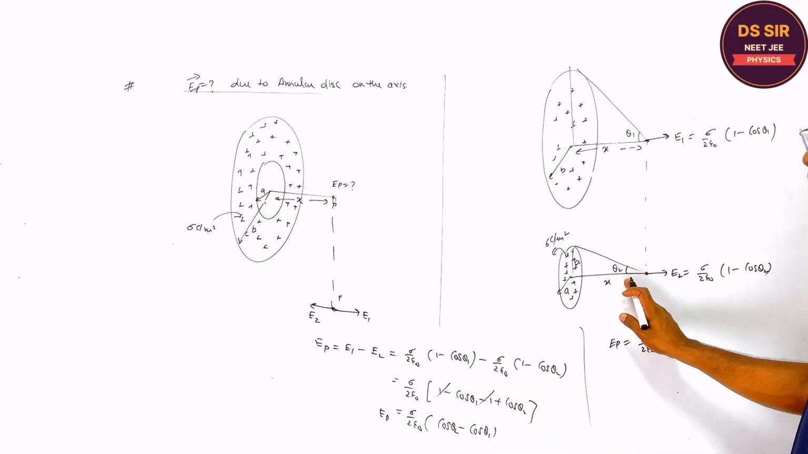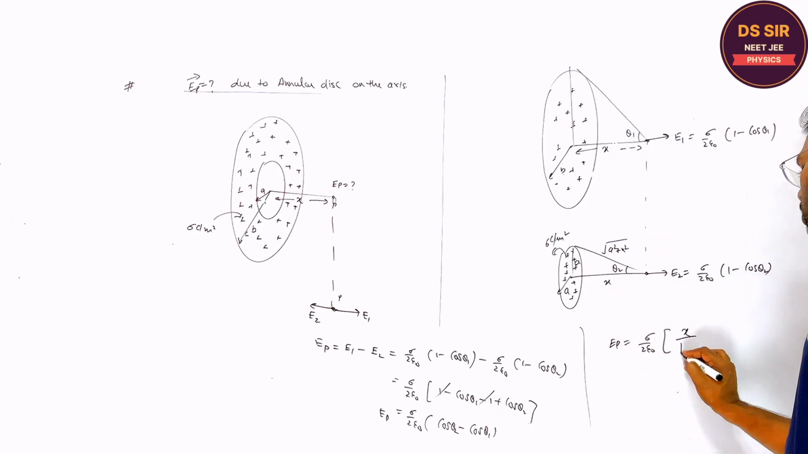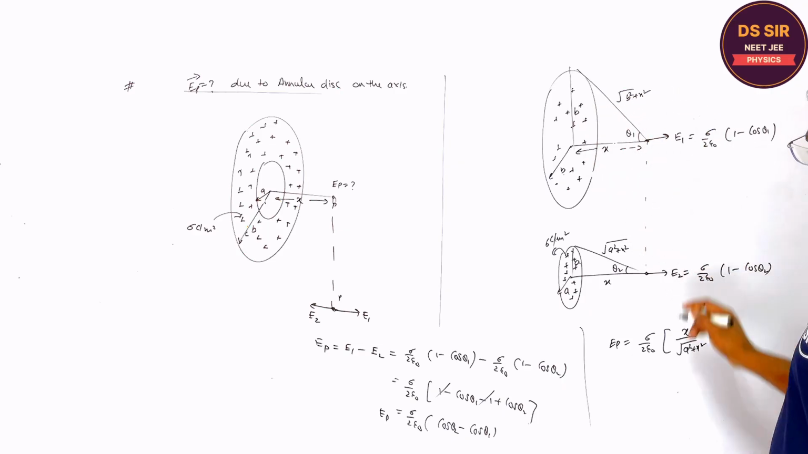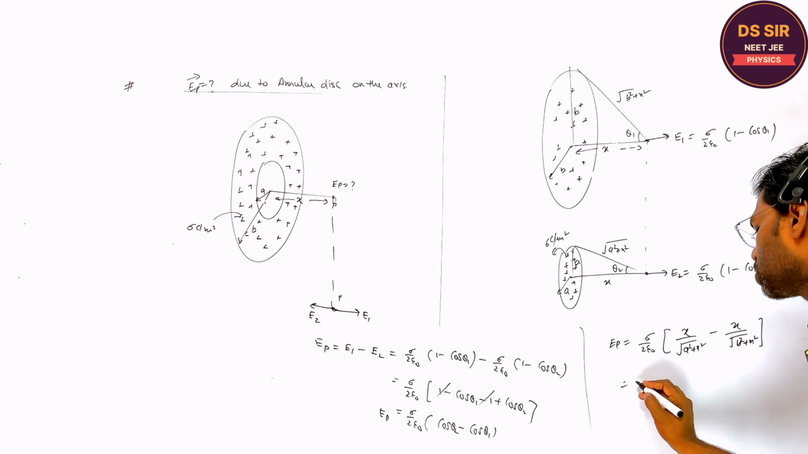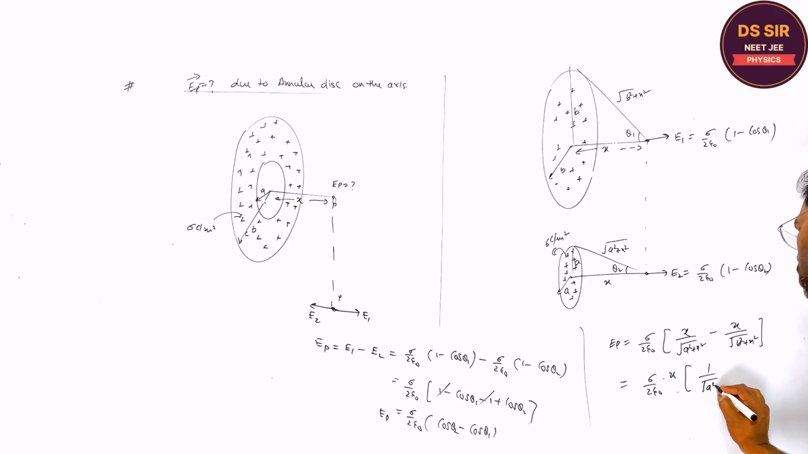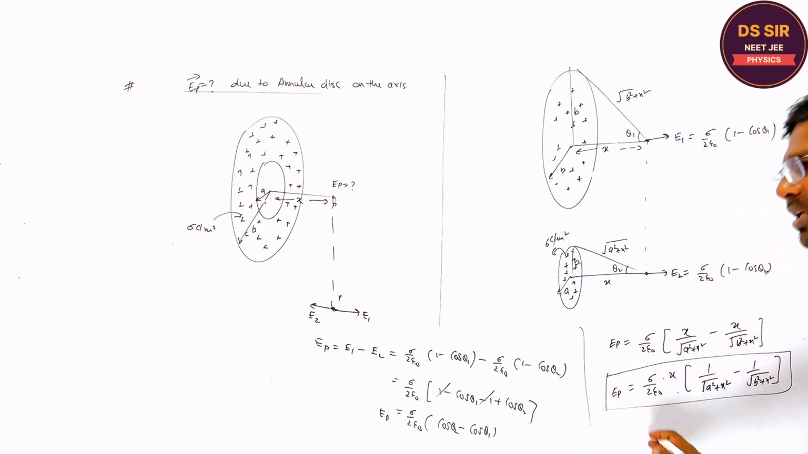What is the cos theta 2? It is base upon hypotenuse, that is, a upon root over a square plus x square, minus cos theta 1. What is the cos theta 1? Base upon hypotenuse, b upon root b square plus x square. So if you take the sigma x upon 2 epsilon naught common, you get 1 upon root a square plus x square minus 1 upon root b square plus x square. So this is the electric field at this point P. I think this is the easiest way.